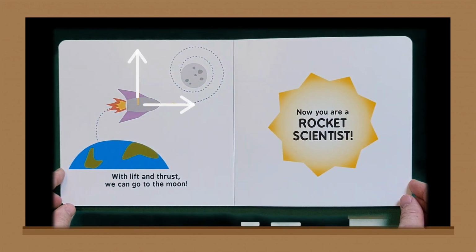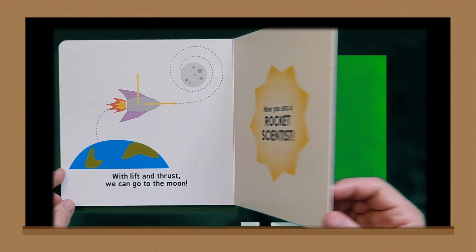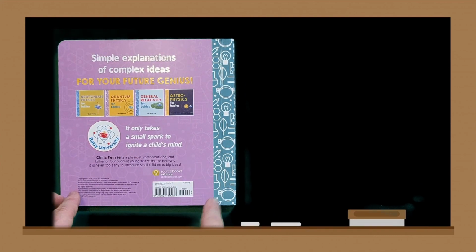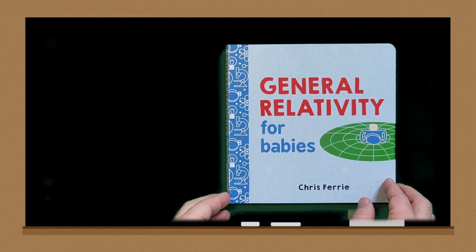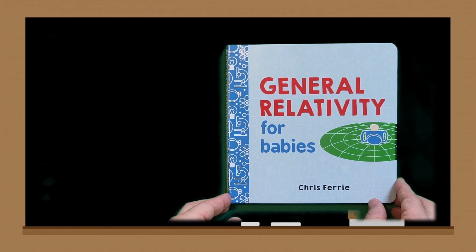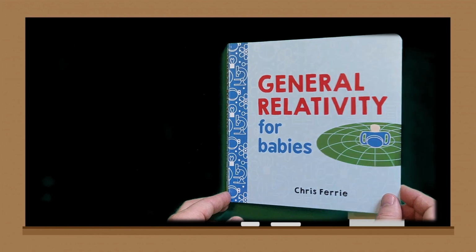With lift and thrust, we can go to the moon. Now you are a rocket scientist. That was a great book. Now it's time for the next one. Our next book is General Relativity for babies.